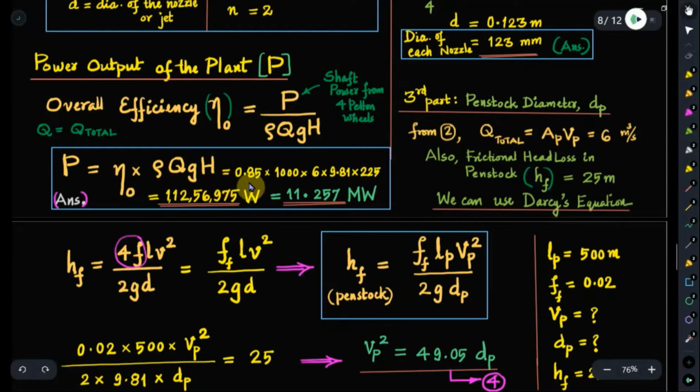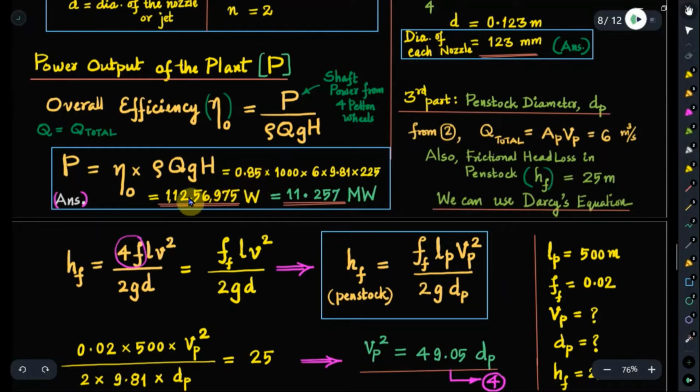Overall efficiency is 0.85 into rho, the density of water, 1000 kilogram per meter cube. The total discharge is 6 meter cube per second. g is 9.81 meter per second square and the net head is 225 meters. So when you take the product, you will get the overall output from the plant in watts. That is 1,12,56,975 watts. Better to express this in megawatts or kilowatts.